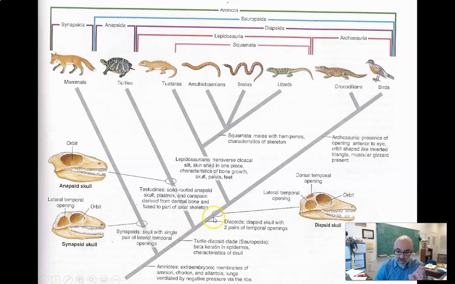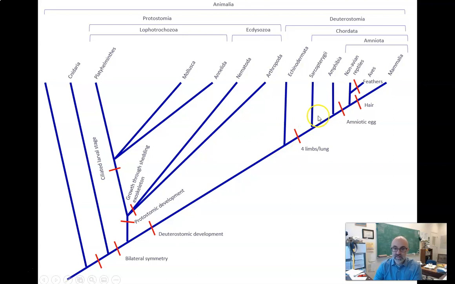Then the branch within the reptilian group with no opening is anapsid, those are the turtles, and then two temporal openings, those are the diapsids, which include crocs and birds, the squamates, tuataros. Okay, so a lot of this class is just making sense of all this diversity of animals, trying to put them into groups based on their evolutionary history and their shared characters down here.